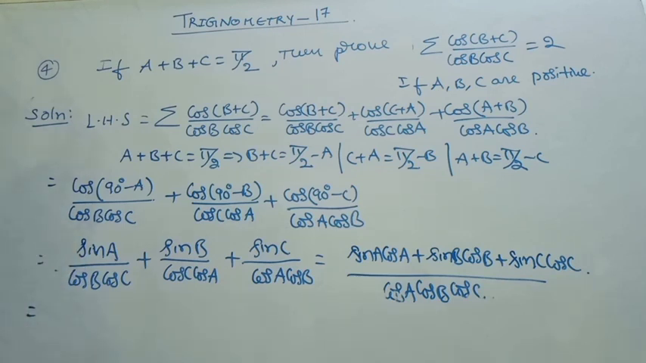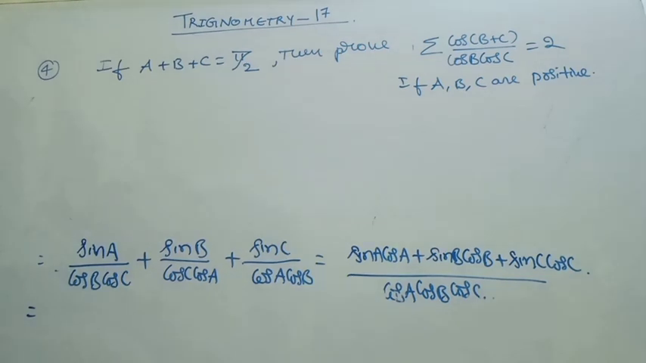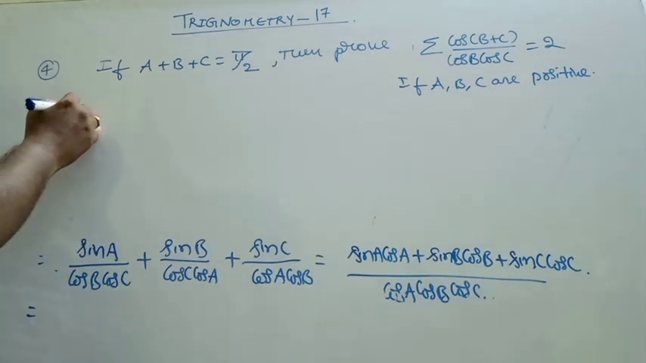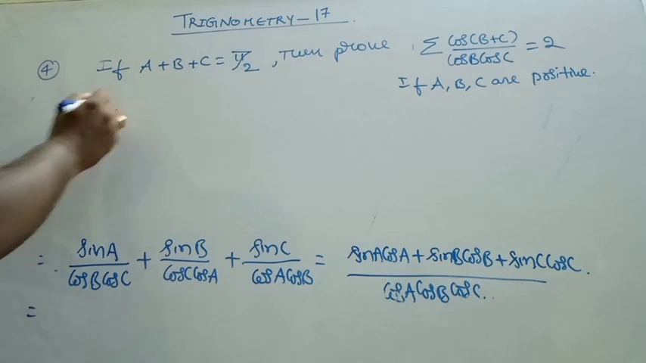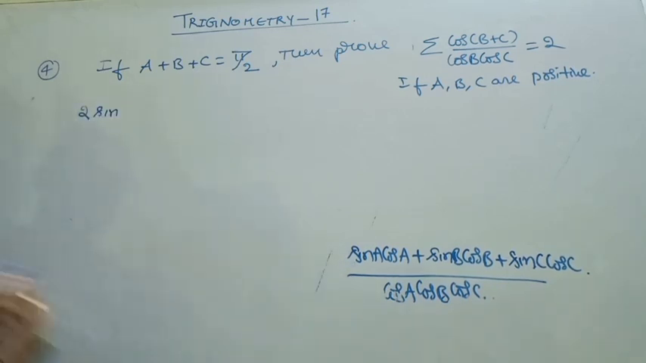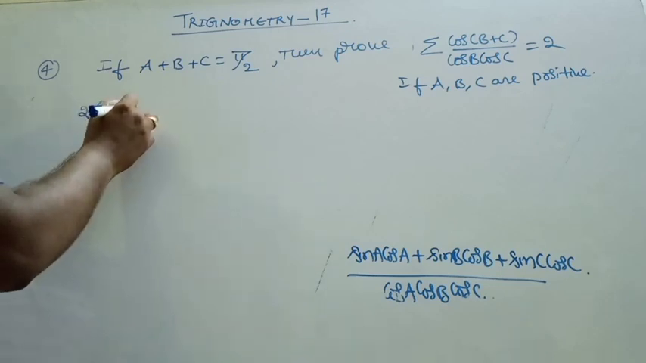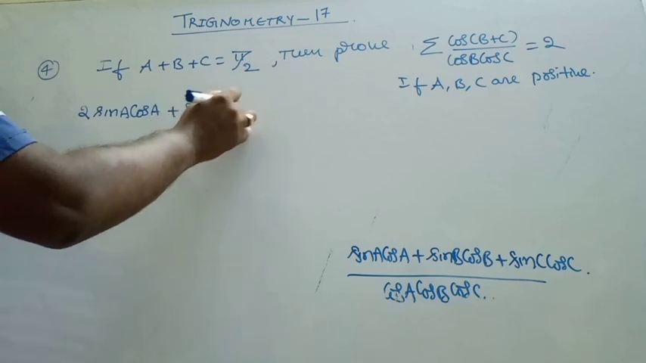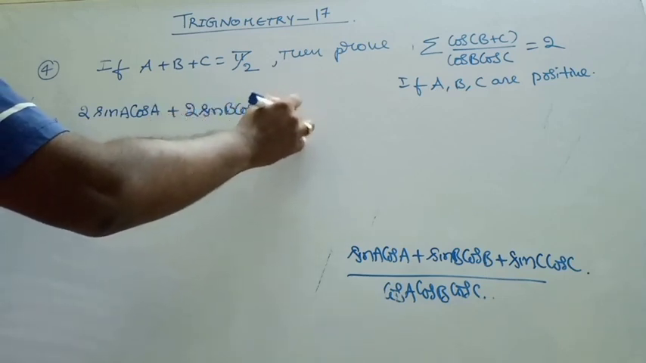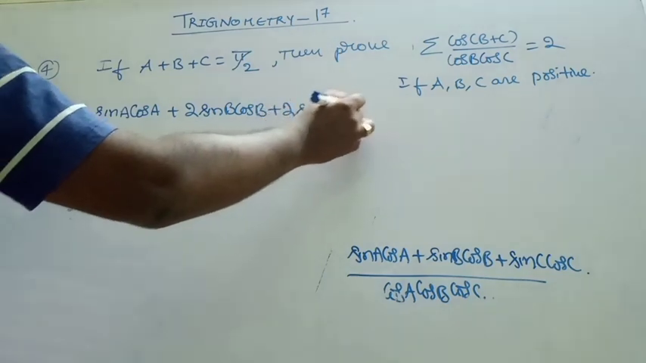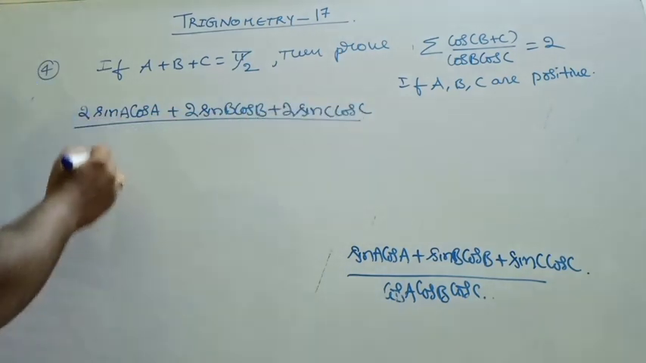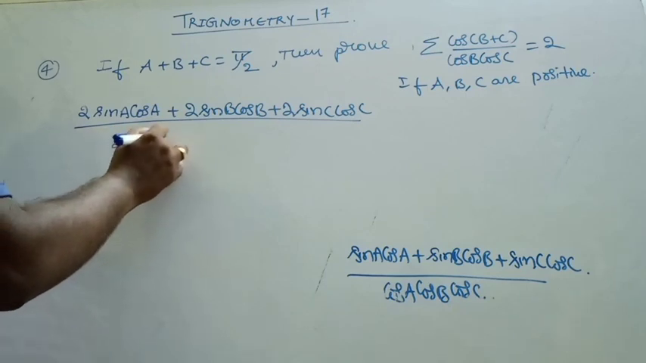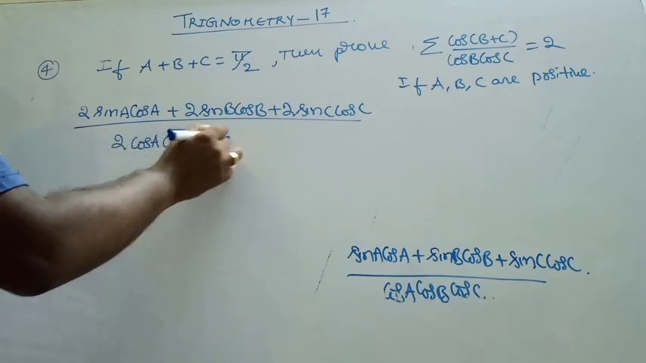Please observe, we have one formula. What we do is we multiply and divide by 2. This total thing we multiply and divide by 2: 2 sin A cos A plus 2 sin B cos B plus 2 sin C cos C, the whole thing divided by 2 cos A cos B cos C.